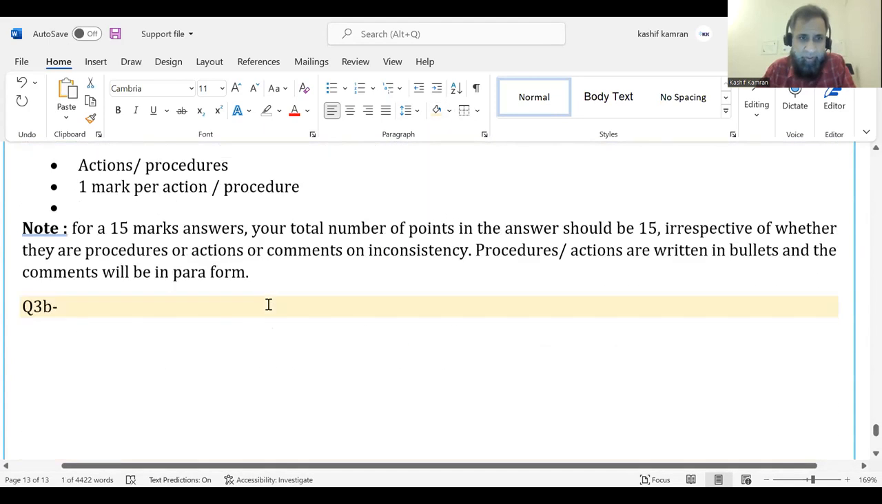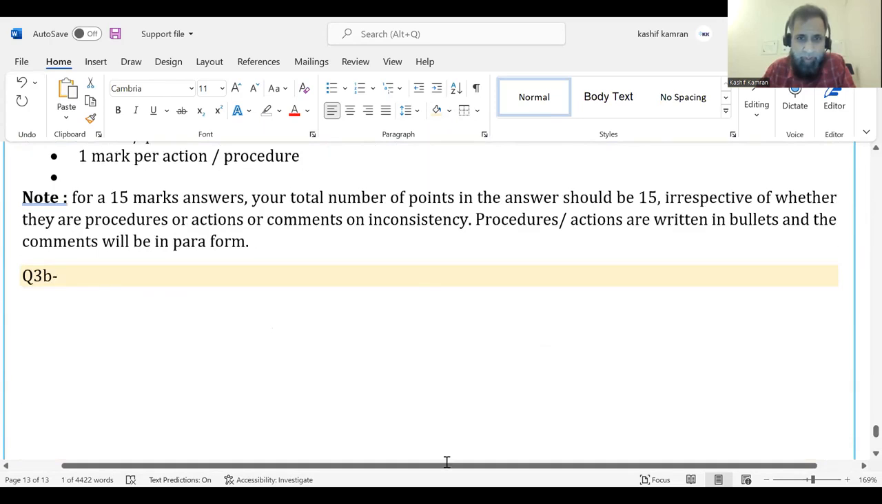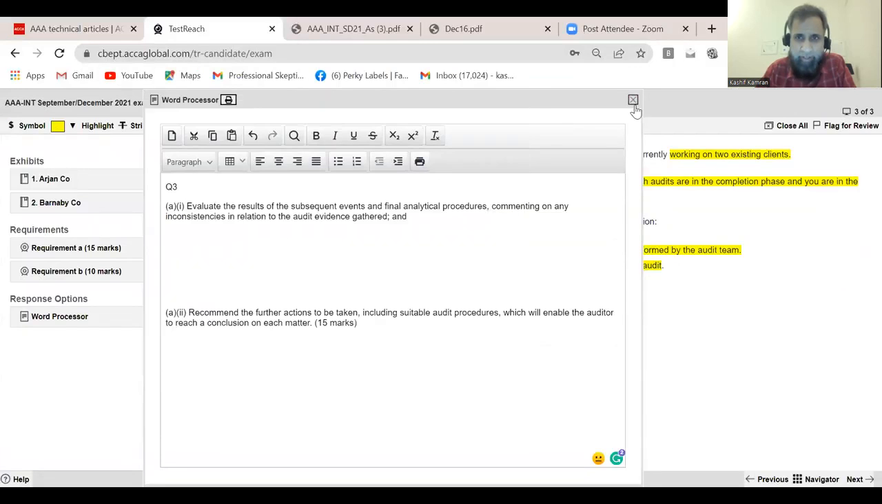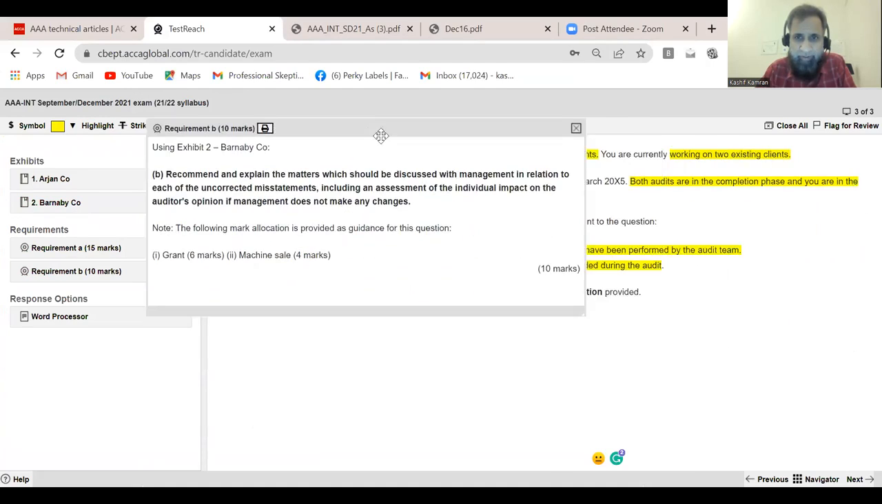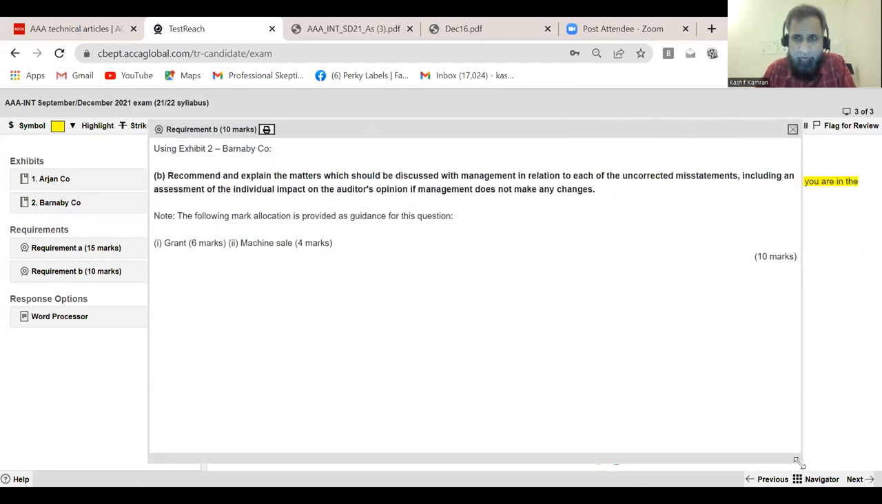So 3A done, 3B now. Back to the portal platform. I hope you can see the platform again. We can go to the second requirement for a Branham B company. I hope you can see the requirement for Branham B company now on the screen, right?